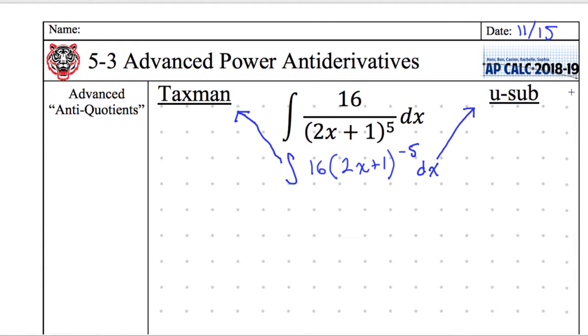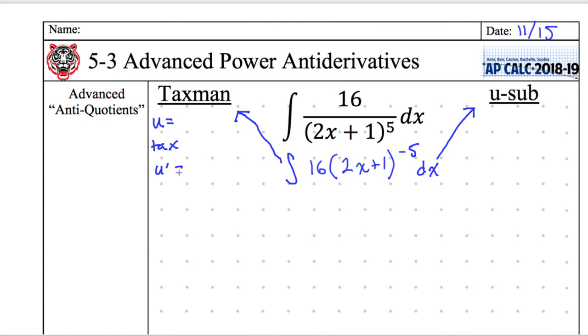Taxman. What three things do I need? Good review. I need u, I need the Taxman, and we also need u prime.